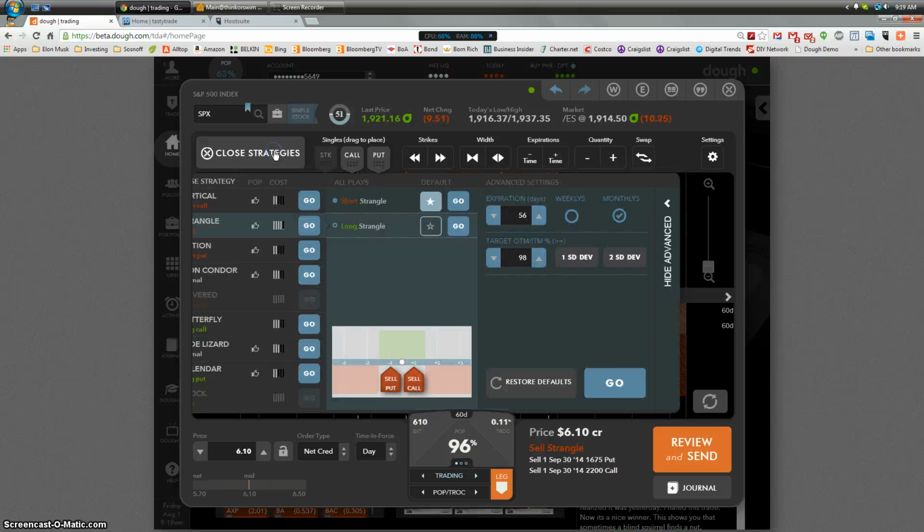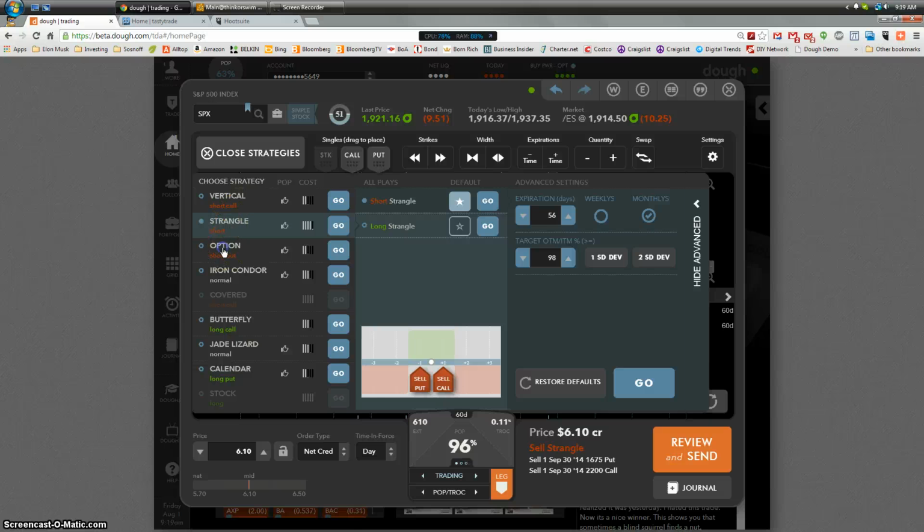I'm going to go to choose strategy, and I'm going to go straight to option. Because it's a down there, we're going to sell a put, right? And she does 56 days, so I'll change this to 56 days from 45. Okay, and here's what she does. She goes to 2 standard deviations out. Okay, well, that's what she used to do.